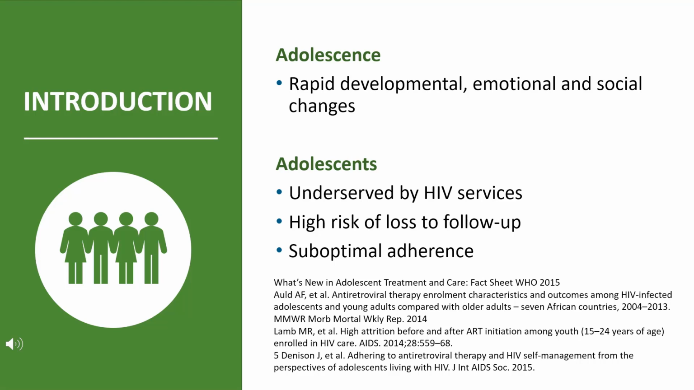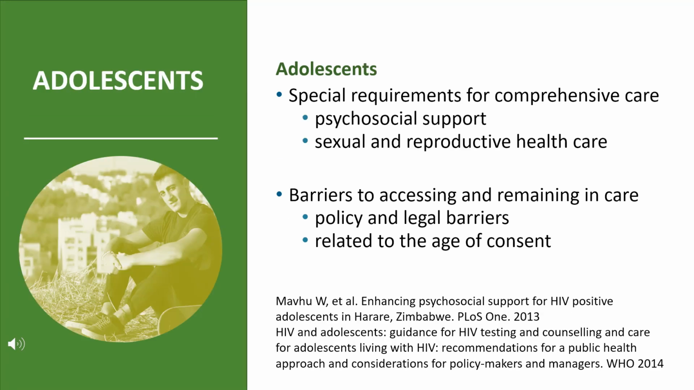Adolescence is marked by rapid developmental, emotional, and social changes. What are some of the recognized challenges of adolescent HIV care? They have a high risk of loss to follow-up and commonly exhibit suboptimal adherence to HIV treatment, making them vulnerable to poor treatment outcomes. Adolescents have special requirements for comprehensive care, including psychosocial support and the wider range of sexual and reproductive health services. Yet they may face significant barriers to accessing and remaining in treatment, care, and support services, often due to policy and legal barriers related to the age of consent.